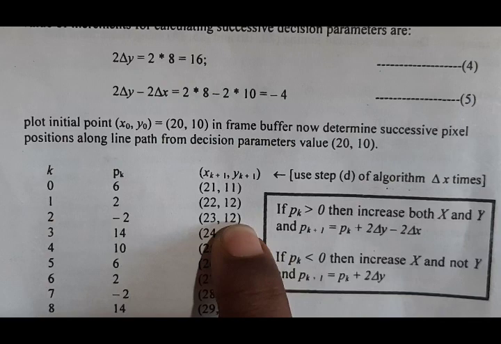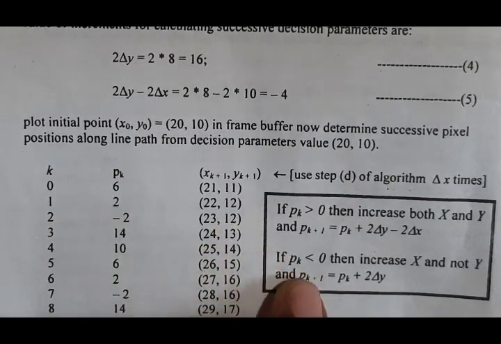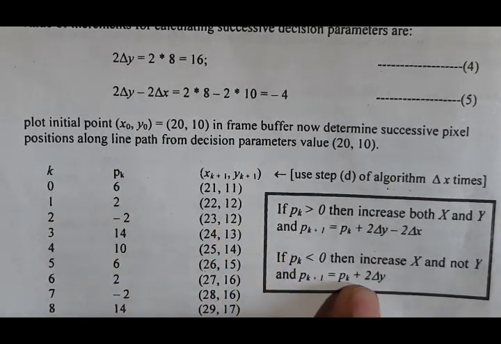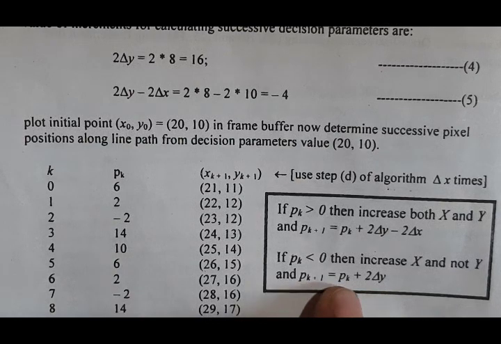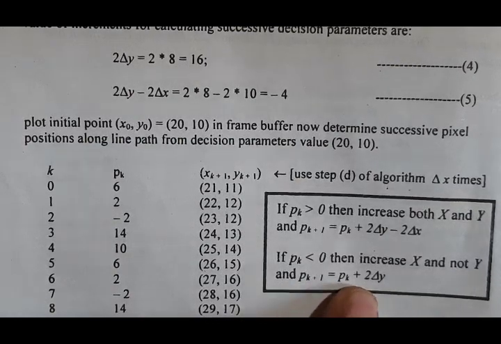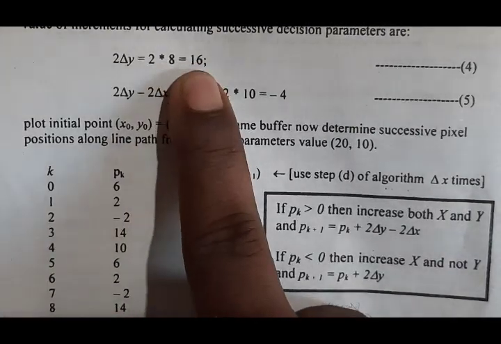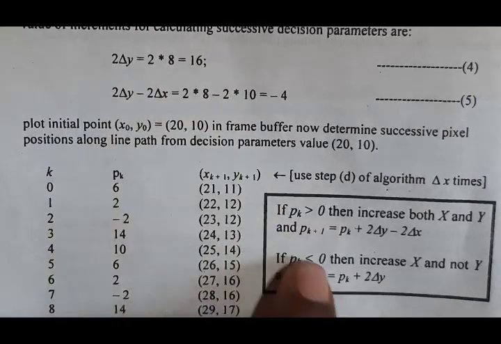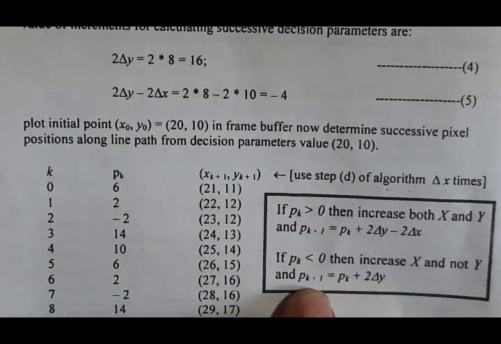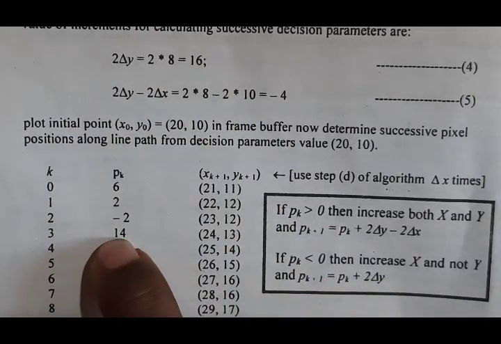Clear? Next, pk plus 1 is equal to pk plus 2 delta y. Here you have to find pk plus 1 every time. pk is minus 2, so minus 2 plus 2 delta y. 2 delta y is 16. Minus 2 plus 16, you get plus 14 here.